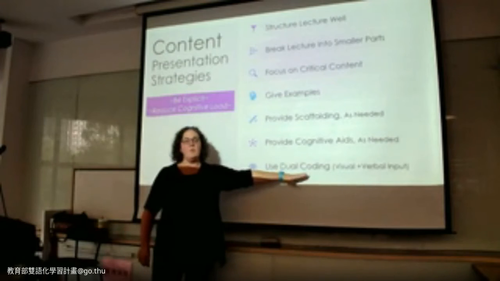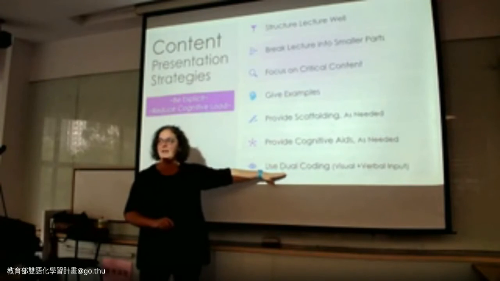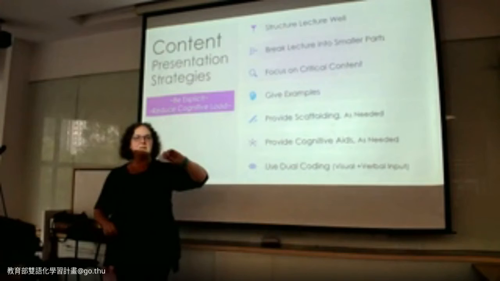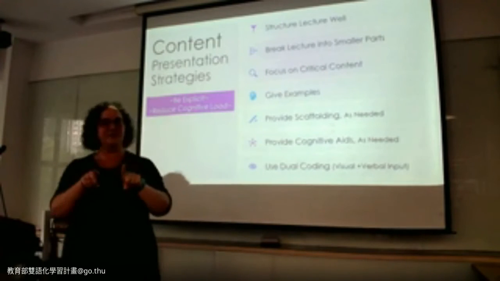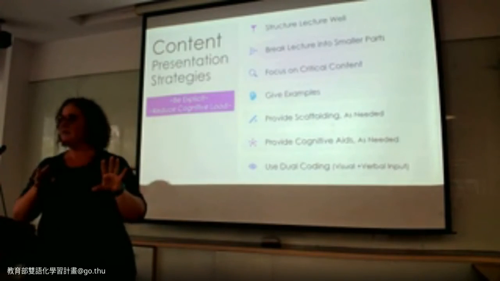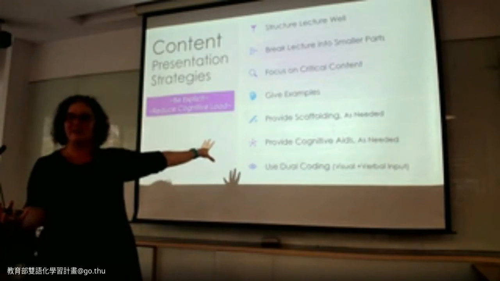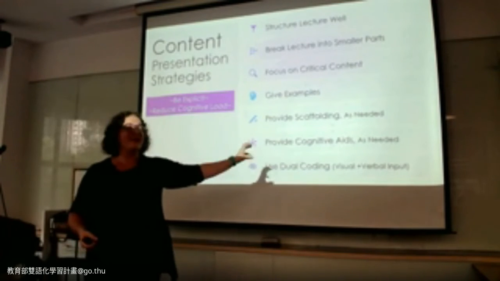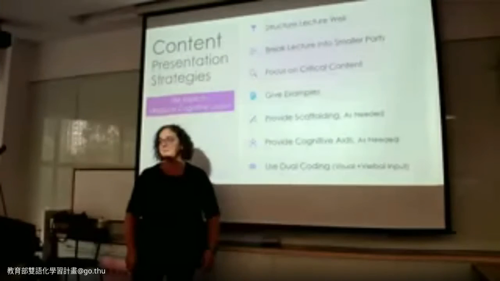Dual coding. We want to be visual and verbal at the same time. So this is like what on my slide, it has the thinking person. I want them thinking. So the slide matches the activity that they're doing. That's called dual coding. It helps reduce the cognitive load for them as well.